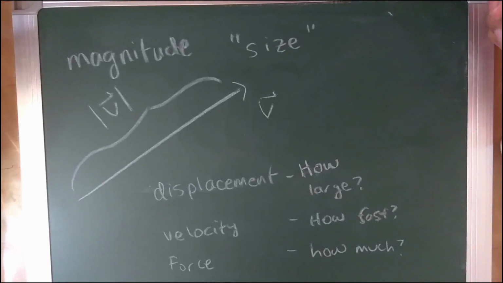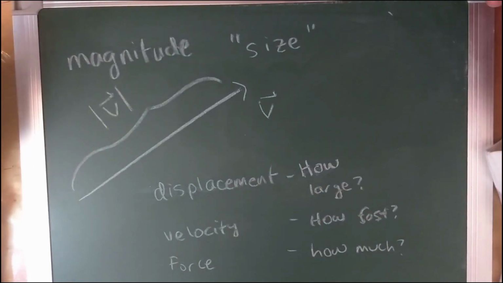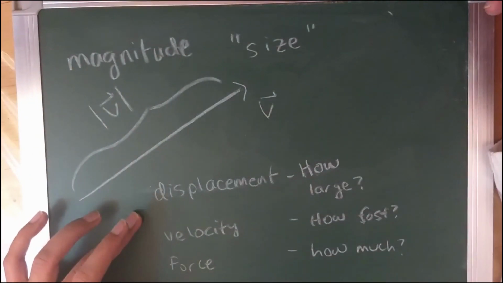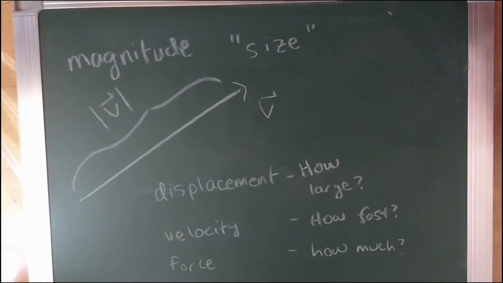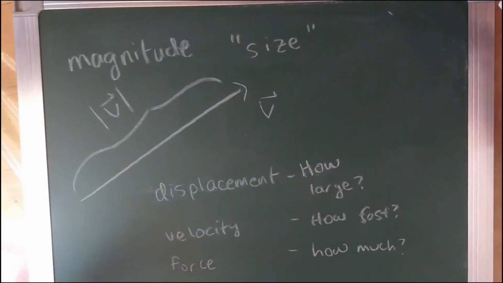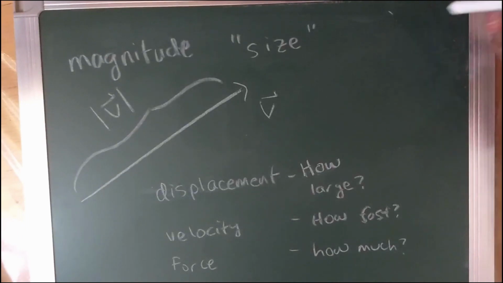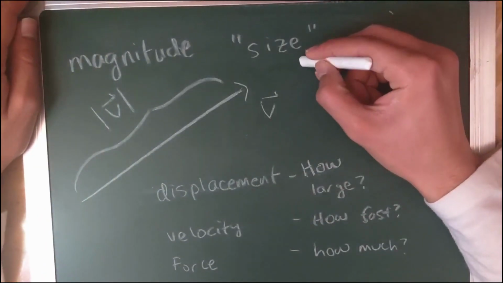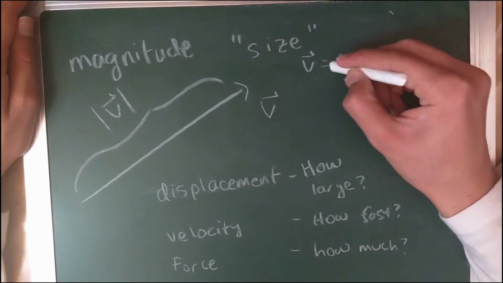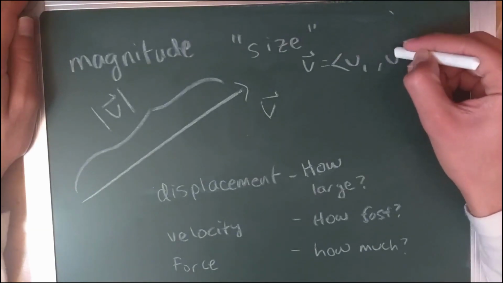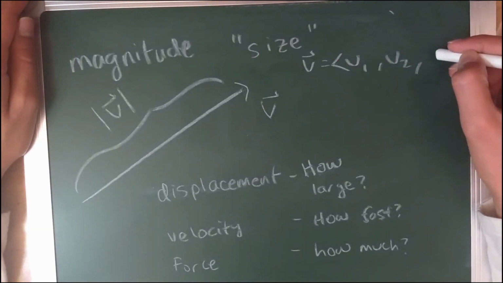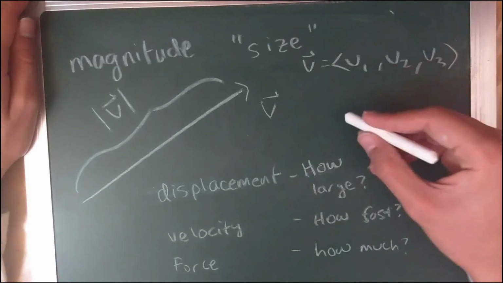And magnitude is almost just like the size of a vector. So if you have a displacement vector, how large is it? Well, magnitude will tell you. If you have a velocity vector, how fast is it? The magnitude will tell you. If you have a force vector, you want to know how much force do you have? Magnitude will tell you.